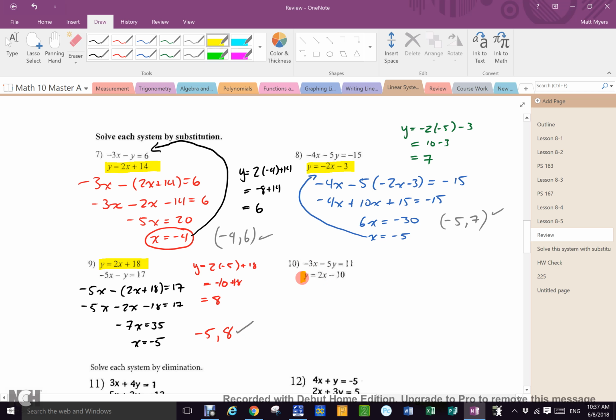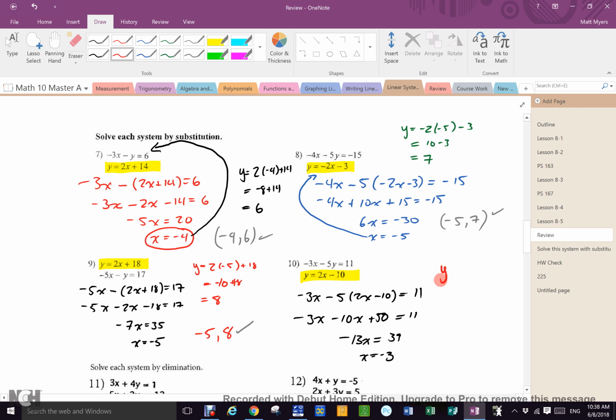And lastly, again, I kept Y for you. Negative 3x minus 5 times 2x minus 10 equals 11. Negative 3x minus 10x plus 50 equals 11. Oh, that's 50, not 25. Thank you. Negative 13x equals 39. X equals negative 3.